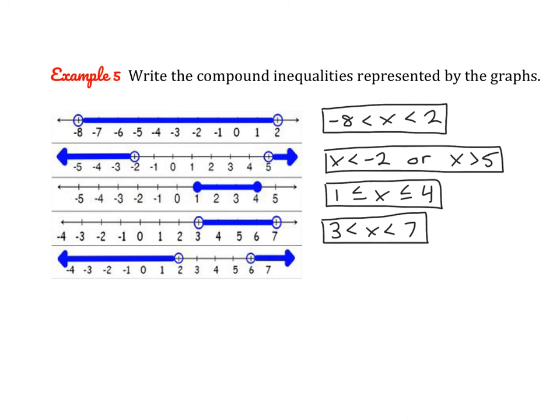And last, we have a union. So we'll do an or compound inequality. So the first part, the part on the left, is when x is less than 2. And then we can say or when x is greater than 6. There you have it.